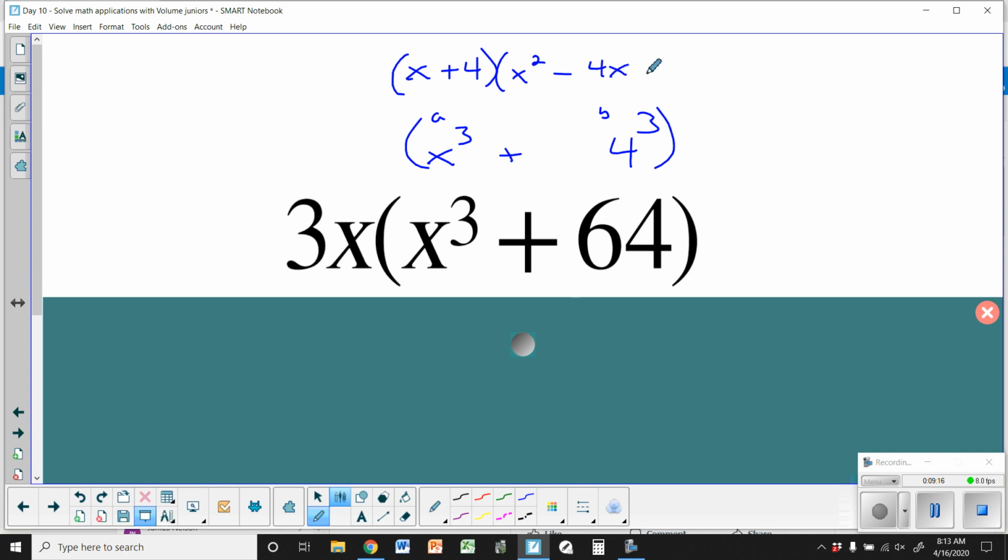And then now we have plus. Notice that this one's always going to be plus. It's just these front two switch. And then it's going to be b squared. So b squared would be 4 squared. Oh, and we can simplify that.